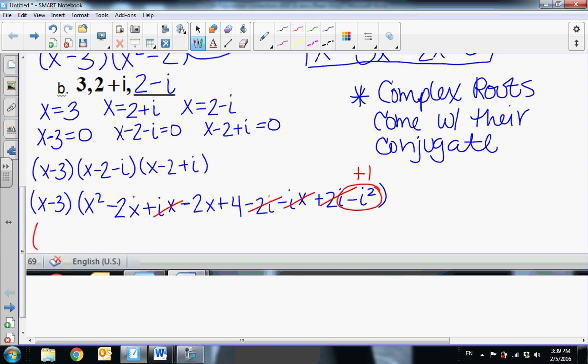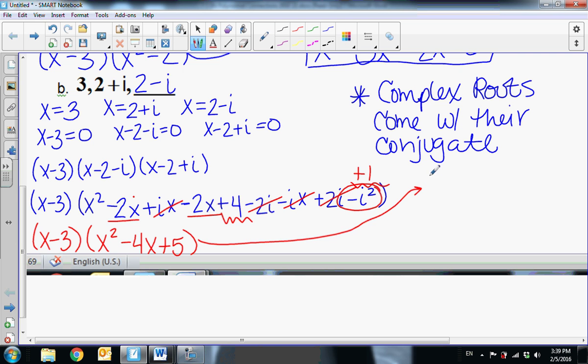All right, so this is going to be x minus 3 times x squared. We had minus 2x and minus 2x, so that's minus 4x. And then we had plus 4 and plus 1, so plus 5. Okay, but are we done? Nope, we got to multiply those out. So go ahead and double distribute those.